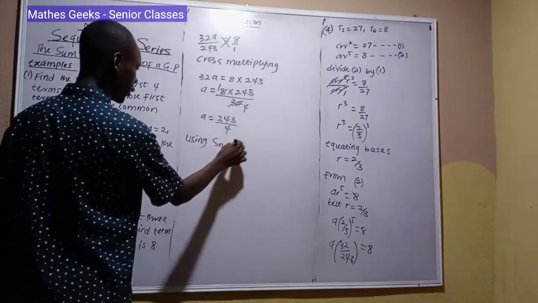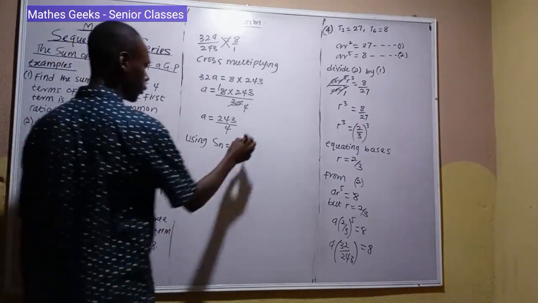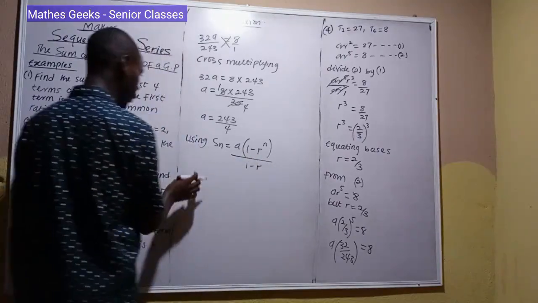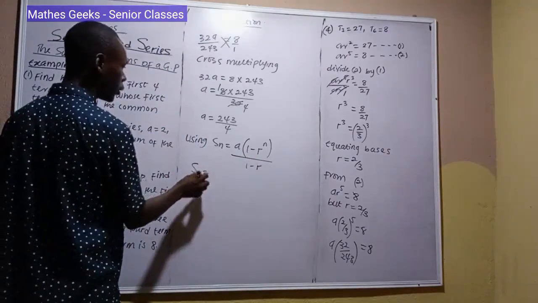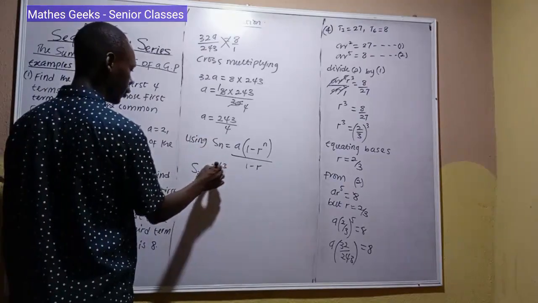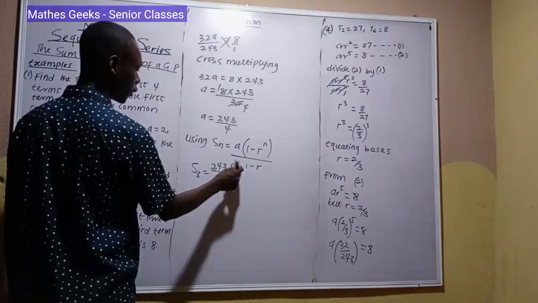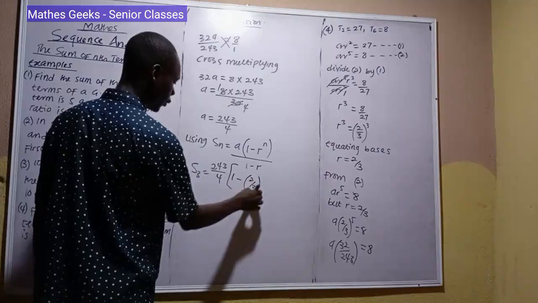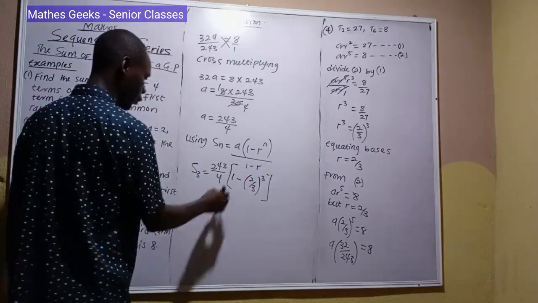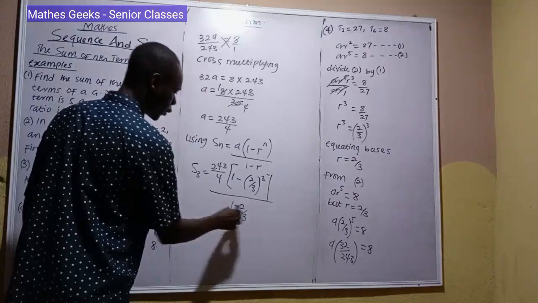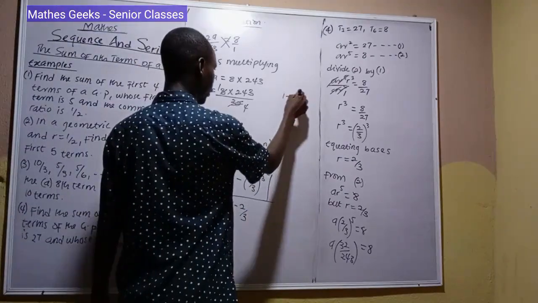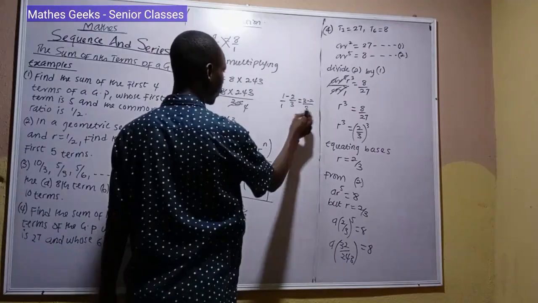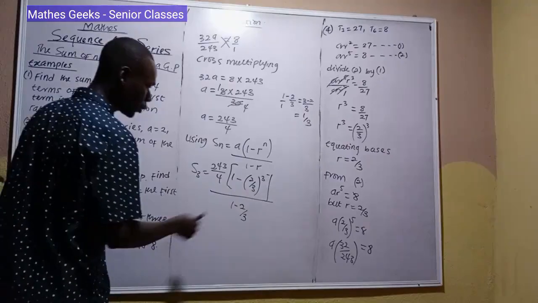Using S_N equals A times 1 minus R raised to N over 1 minus R, since the common ratio is less than 1. So S3 equals our first term, 243 over 4, times 1 minus 2 over 3 raised to power 3, over 1 minus 2 over 3. So 1 minus 2 over 3 is 3 minus 2 over 3.